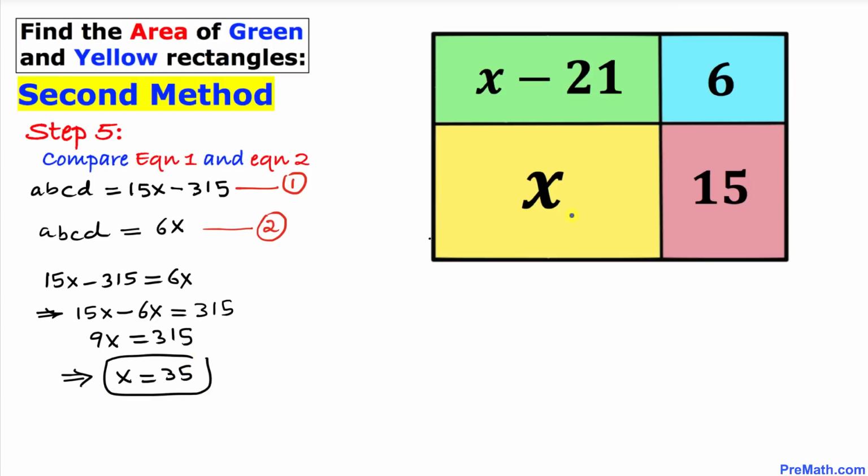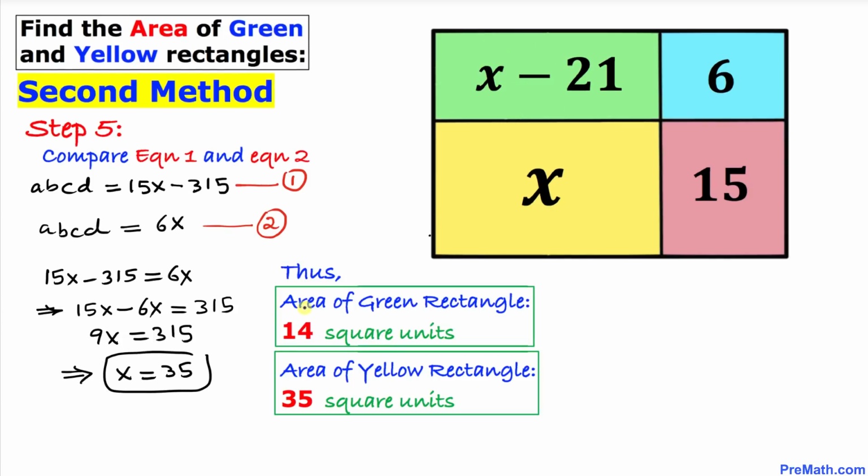Therefore this yellow rectangle is going to be 35, and here the green rectangle is going to be 35 minus 21 equals 14. So thus the area of the green rectangle is 14 square units, and the yellow rectangle is 35 square units.